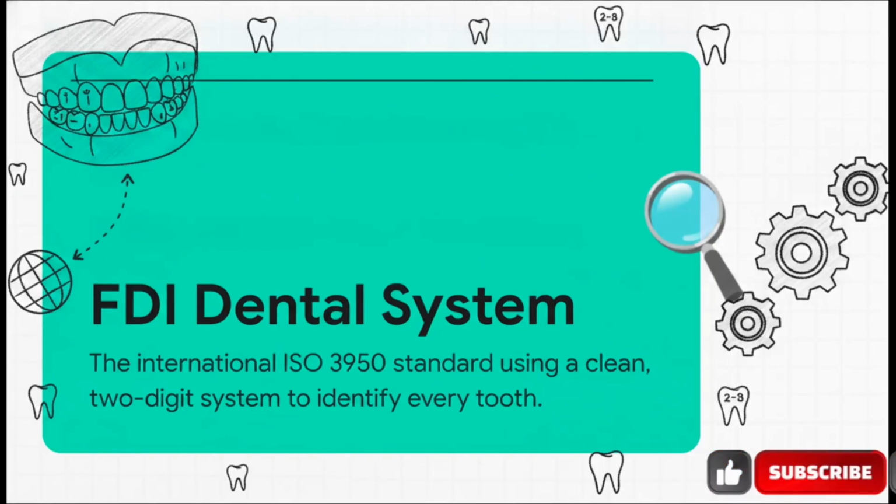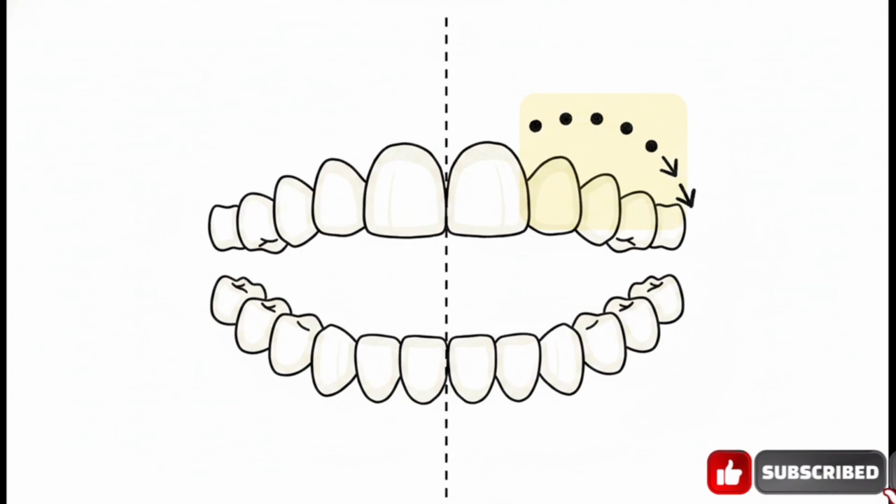Finally, we have the FDI World Dental Federation system, also known officially as ISO 3950. If you are anywhere outside the US or the UK, this is more than likely what you're going to encounter. This is essentially the international lingua franca for dentists. It uses a super clean 2-digit standard to identify absolutely every single tooth. So the really crucial point here is how the FDI system works mathematically.